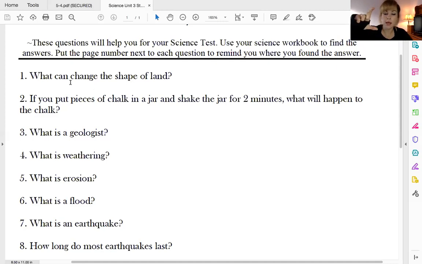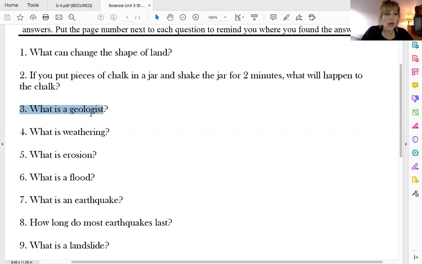Remember in the little jar, we used those cool little magnifying glasses, we put the chalk in there and the pebbles and we shook it really, really hard. I think we shook it for like 2 minutes. But we noticed that the chalk will break into small pieces. So that's an idea of what erosion looks like when rocks or wind hit certain parts of the land and they slowly start taking little pieces away. It breaks. Okay. Number three says, what is a geologist?